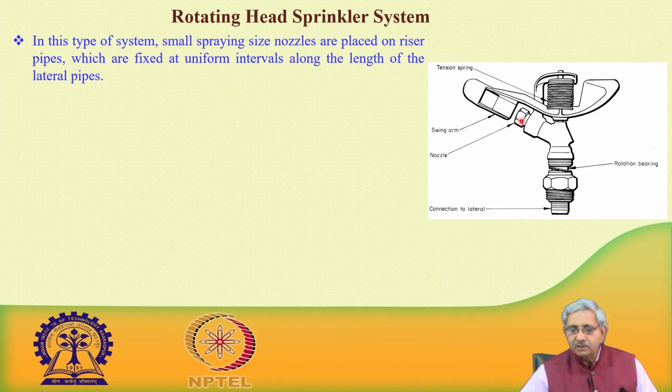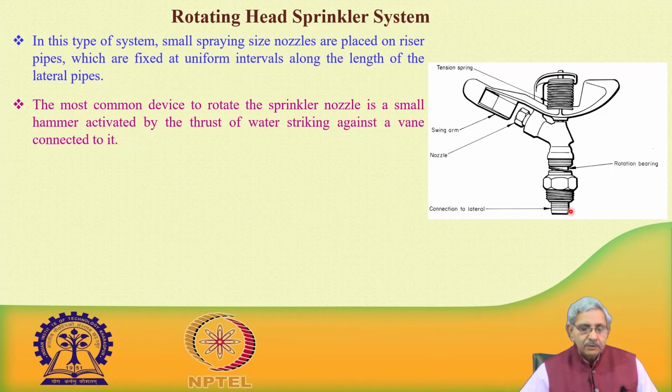A rotating head system, you can see here, is a device which has a single nozzle, and when water comes, this is the sprinkler head. In this type of system, small spraying size nozzles are placed on the riser pipe. This unit is connected with the riser pipe, and the common device to rotate the sprinkler nozzle is a hammer. When it strikes, the jet emerging out hits this swing arm.